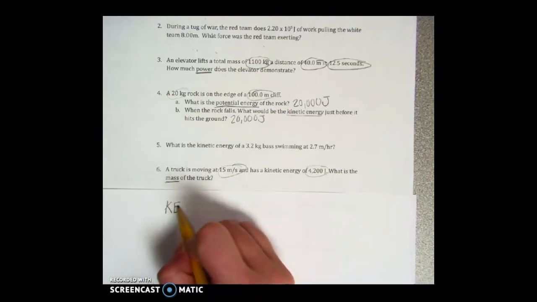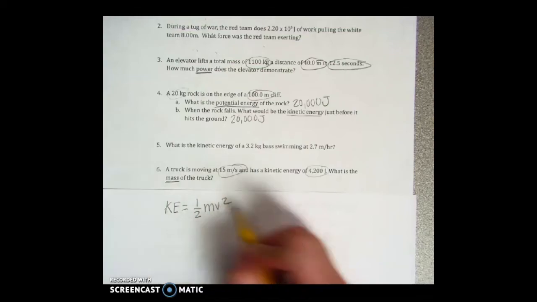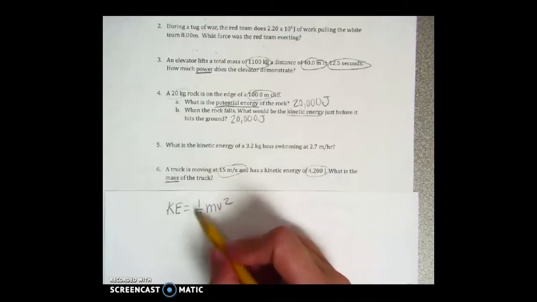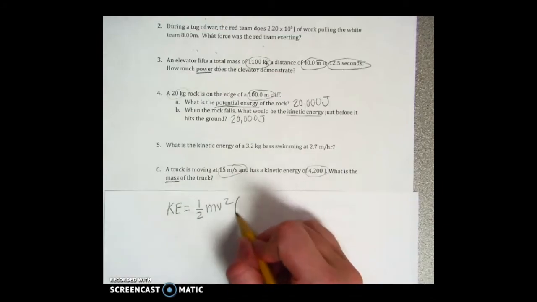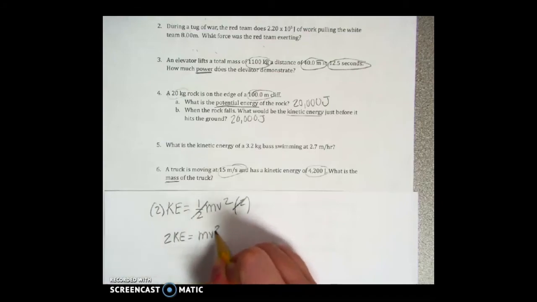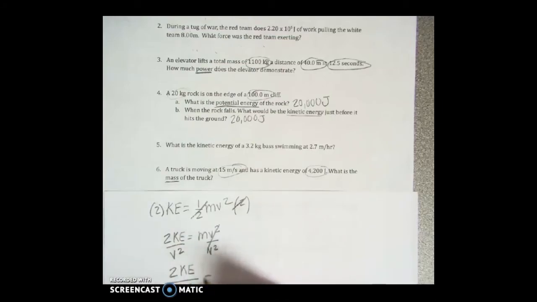So if we write out our kinetic energy equation, we have to think, how are we going to get that m by itself? So the first thing I want to do is get rid of that 1/2. Since we're dividing by 2, we're going to multiply both sides by 2. You'll get 2KE equals mv squared. And then to get rid of that v squared, we just have to divide by v squared on both sides since it's being multiplied. So we end up with 2KE divided by v squared equals m.